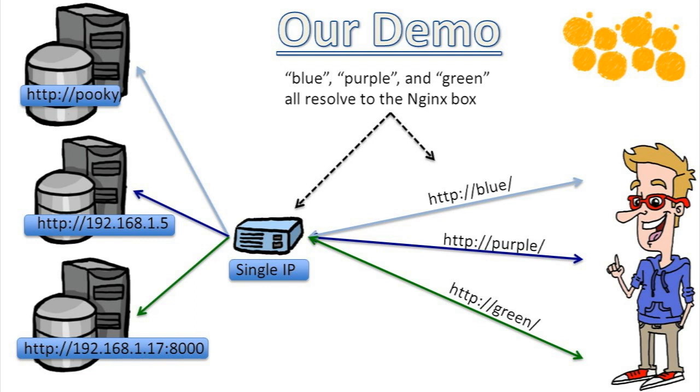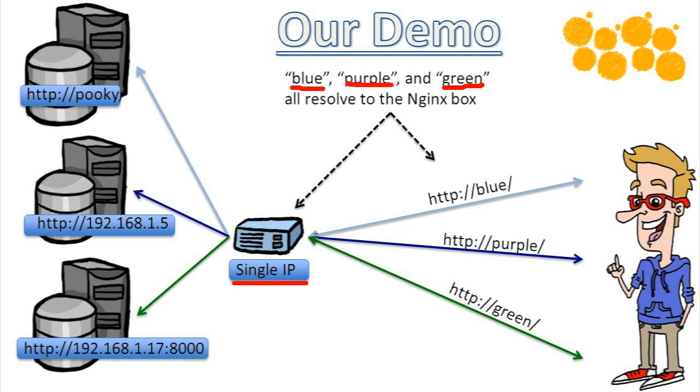They're just very simple web servers. This Pookie server is running on port 80, and it responds when you go to Pookie. This one's on IP-based, and it responds on port 80. This is IP-based, and it goes on port 8000. And what we're going to do is we're going to use DNS names: blue, purple, and green. And all of those map to the single IP address that is on the Nginx server.